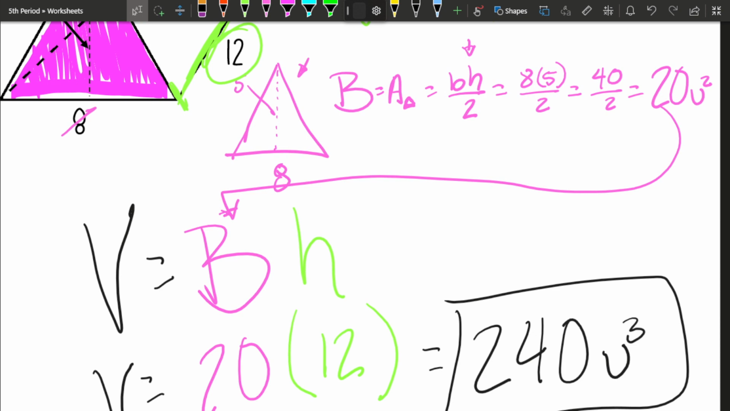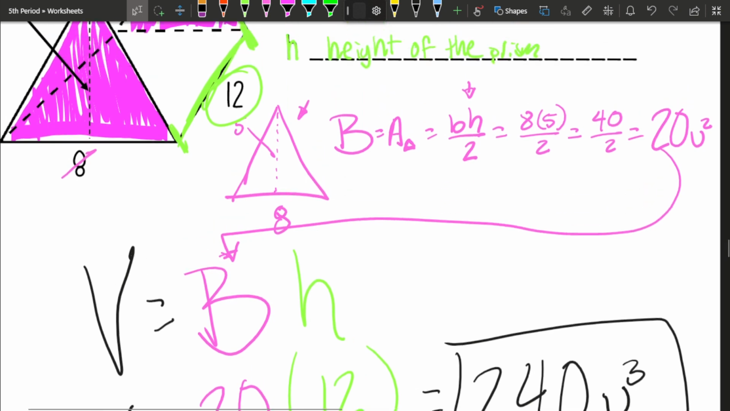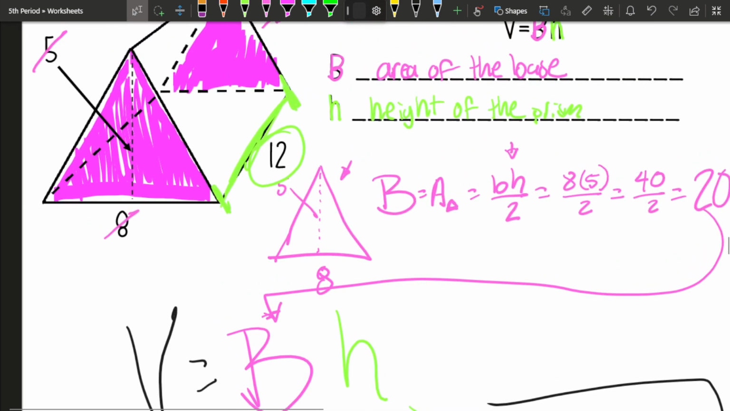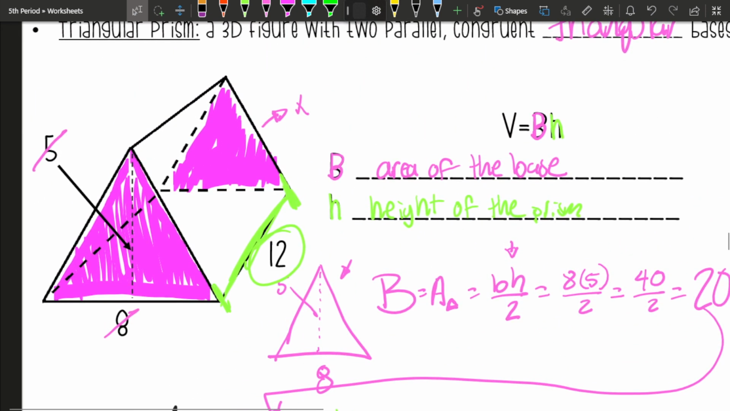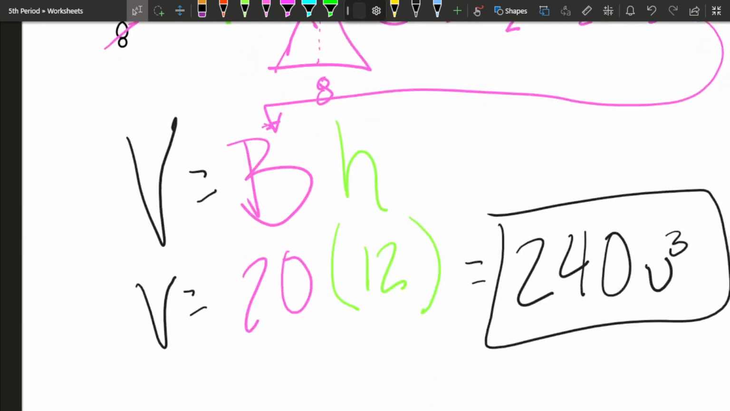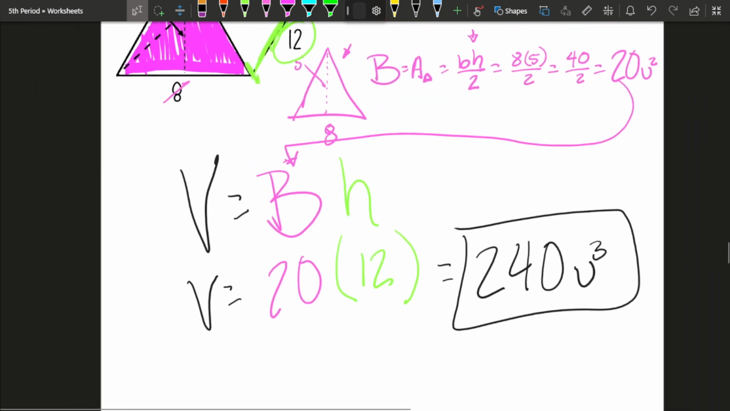For uppercase B, we're going to use the area of the base, which we just found to be 20. And the H is the only number that we have not used on the prism, which in this case is 12, which represents the distance between the two bases. And we're going to put it in where H is at. And all you got to do from there is multiply those two numbers. You are good to go. Any questions so far? Now, do you want to know how to do this way faster?